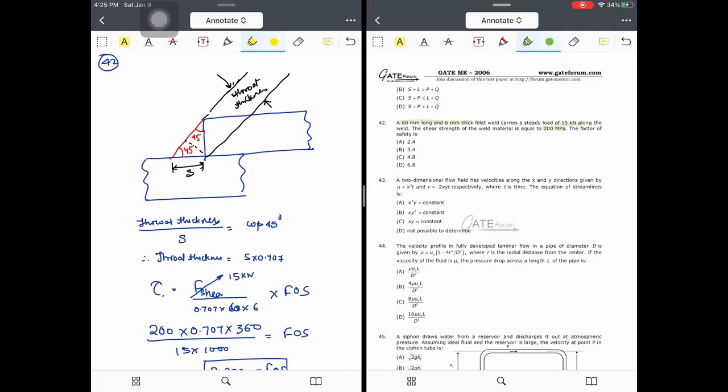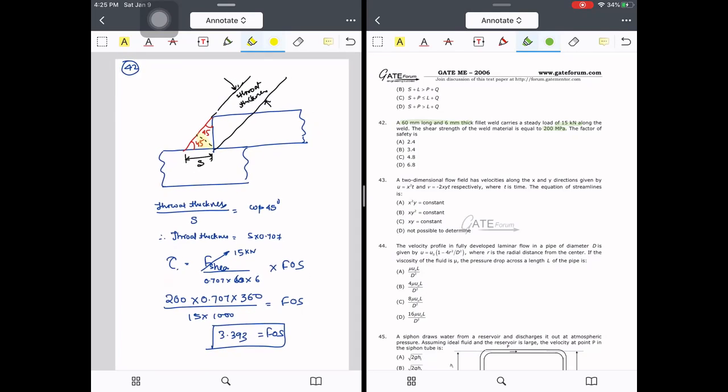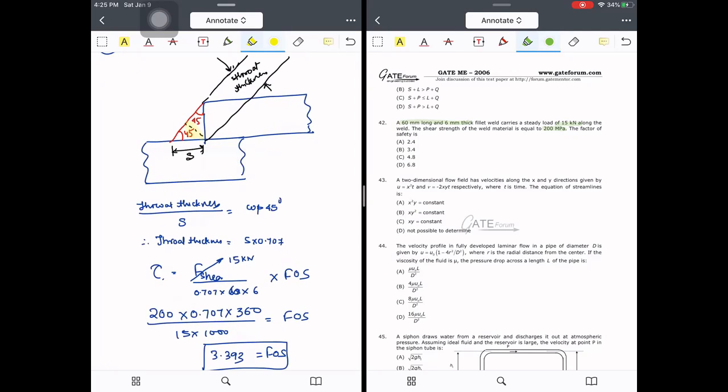A 60 mm long, 6 mm thick fillet weld carries a steady load of 15 kilonewton along the weld. The shear stress of the weld material is equal to 200 megapascal. The factor of safety is. Okay, so let me show you how the welding shear stress is calculated. The weakest portion of the weld is its throat. You see this, the black portion is the throat, which is the weakest one.